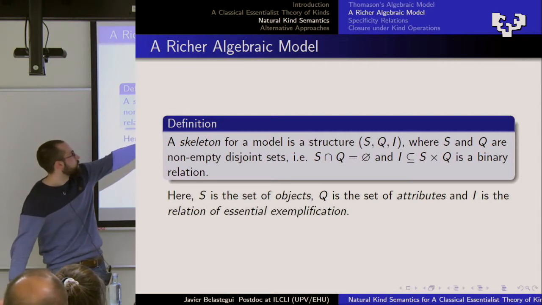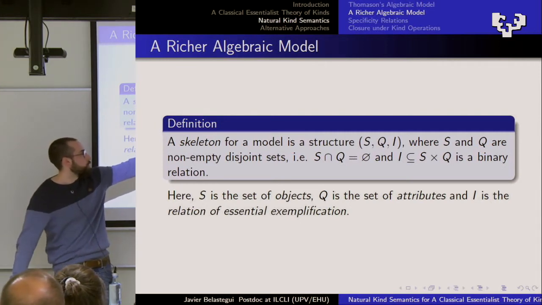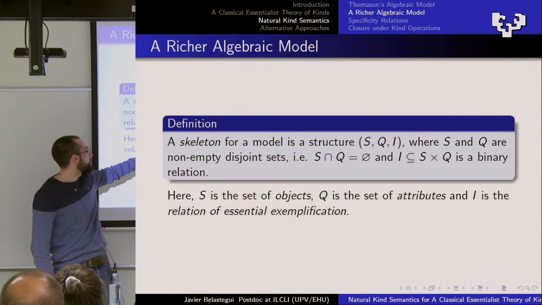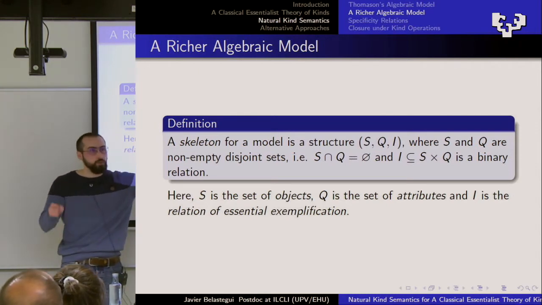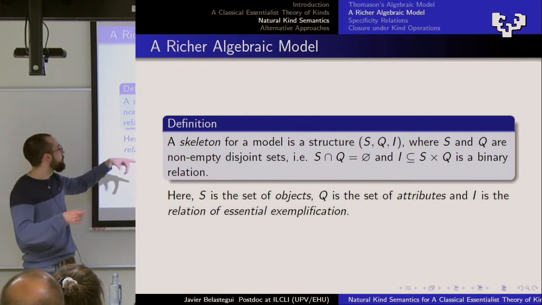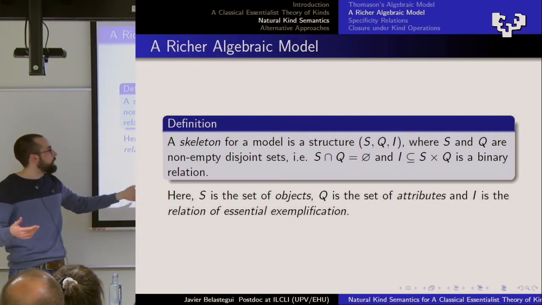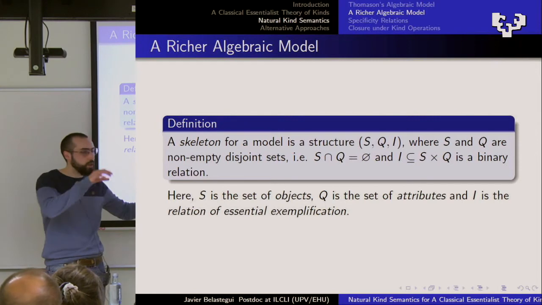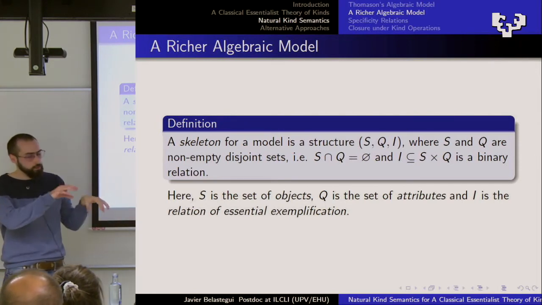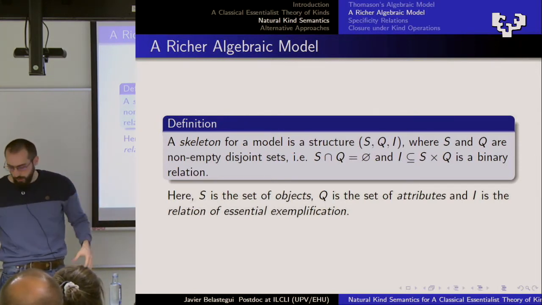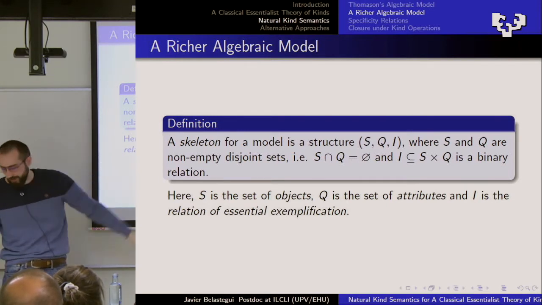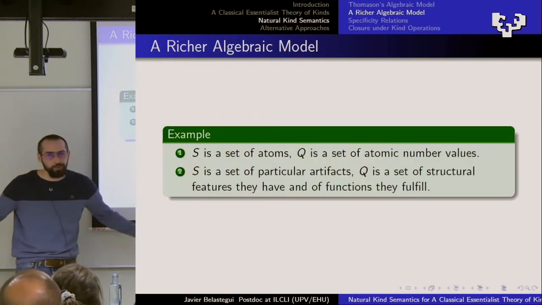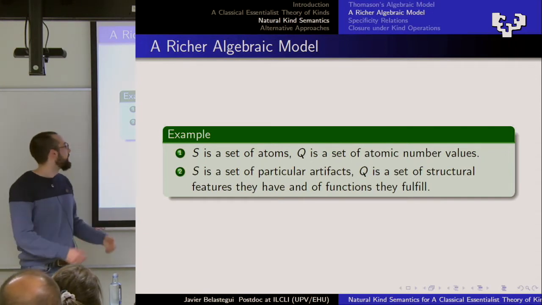A skeleton is a structure of the following sort. We have a set of objects, S, a set of attributes, Q, and then there's a relation between both. The relation is that of essential exemplification. So we have an object, and we say this object exemplifies this attribute essentially. And I require that nothing is both an object and an attribute, hopefully.